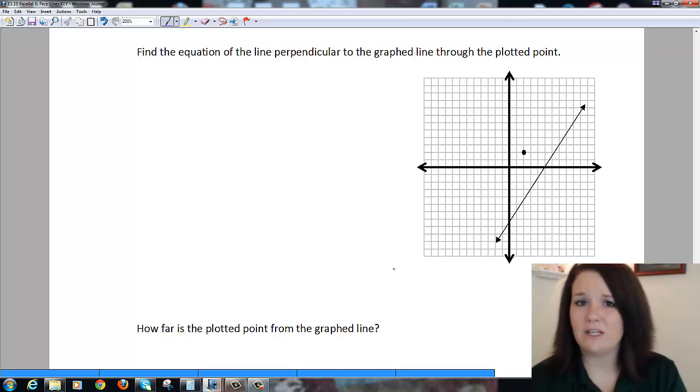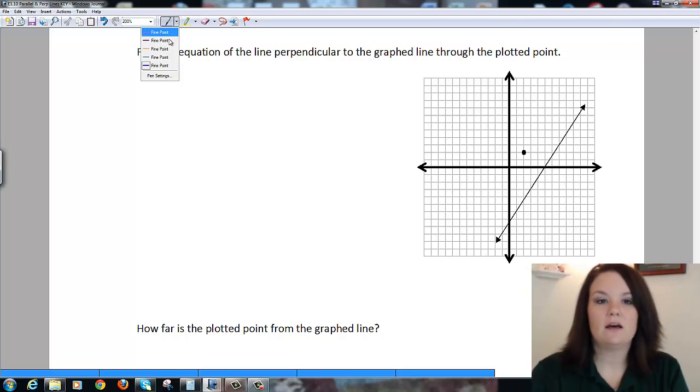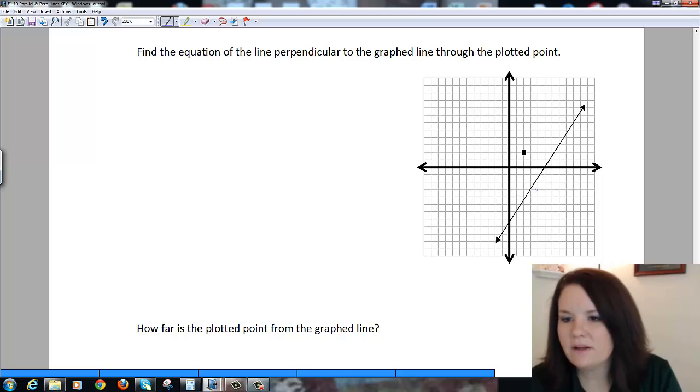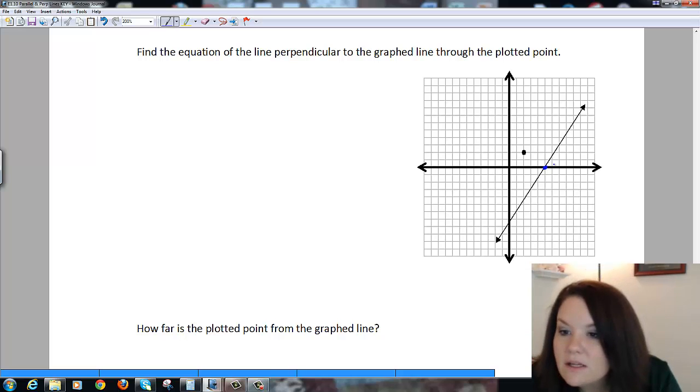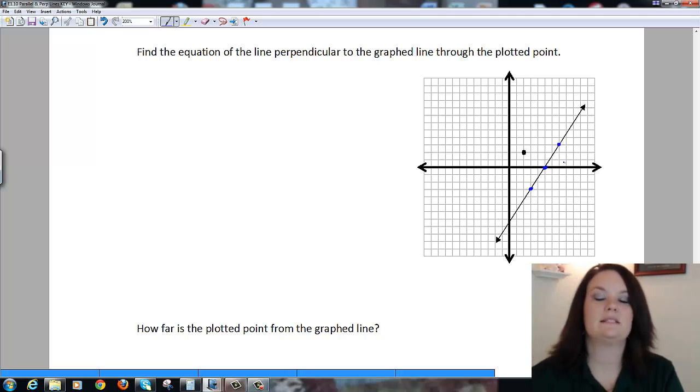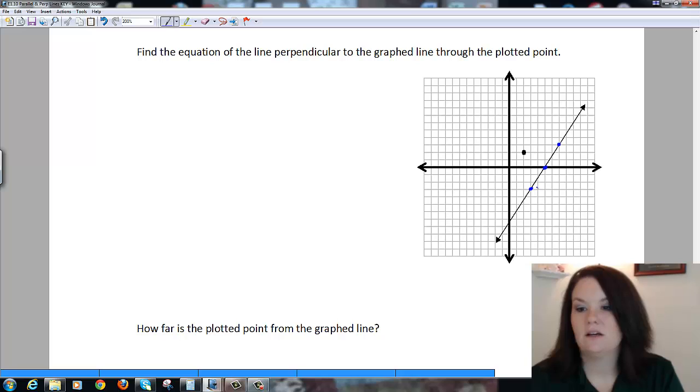But since I don't have the equation, I can just find points on this line and count my slope. So I'm going to look at this line, and I'm going to find places where it crosses exactly through the corners of these boxes, which it looks like this is one maybe, and this is one, and this is one. Okay, I'm just going to find these, and then I'm going to count my rise over run. Okay, so if I start at, say, this point on the x-axis, and I count up to my next point, that gives me my rise.